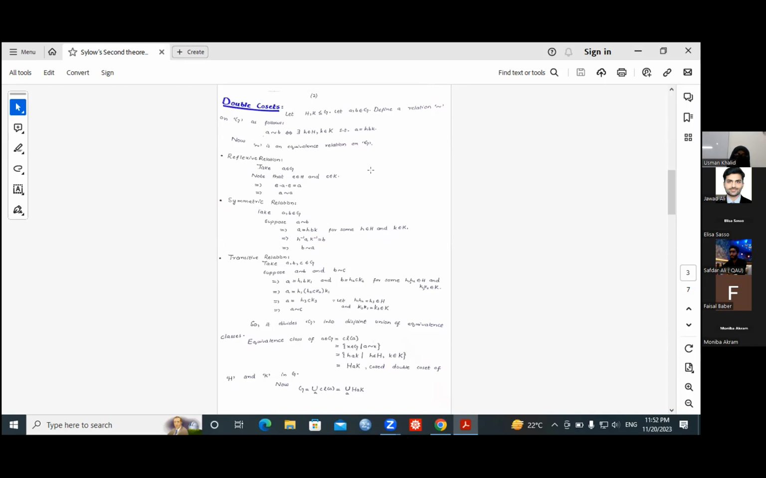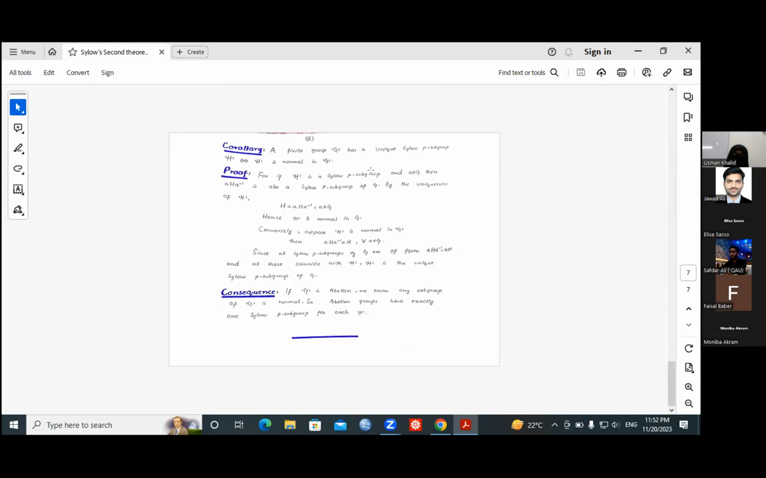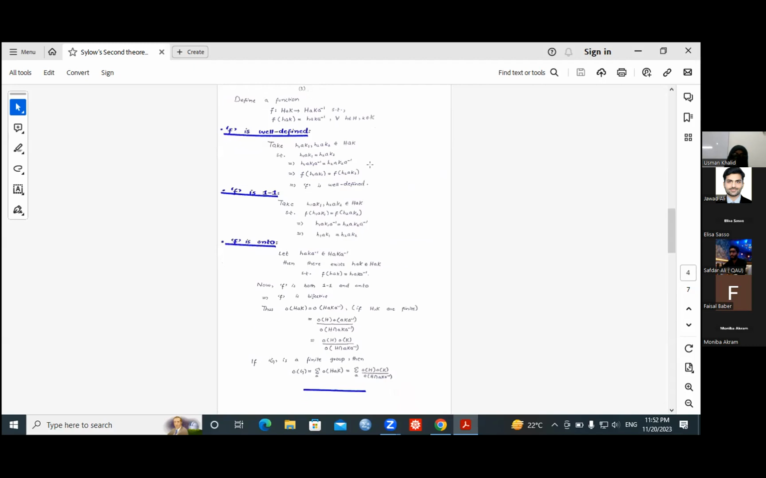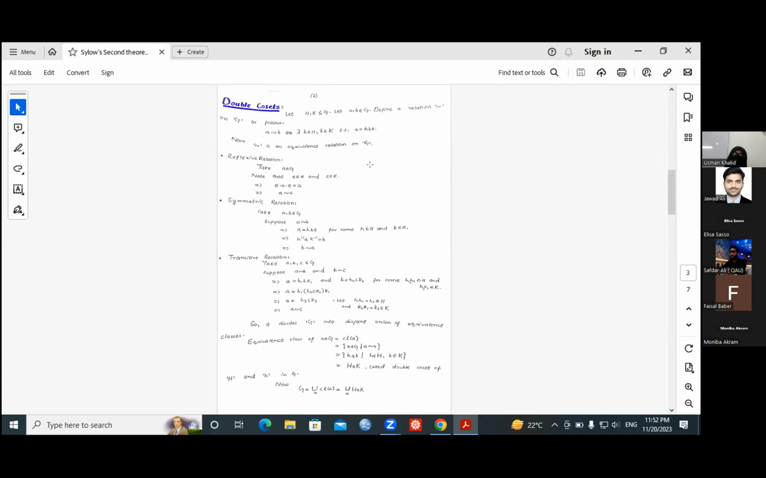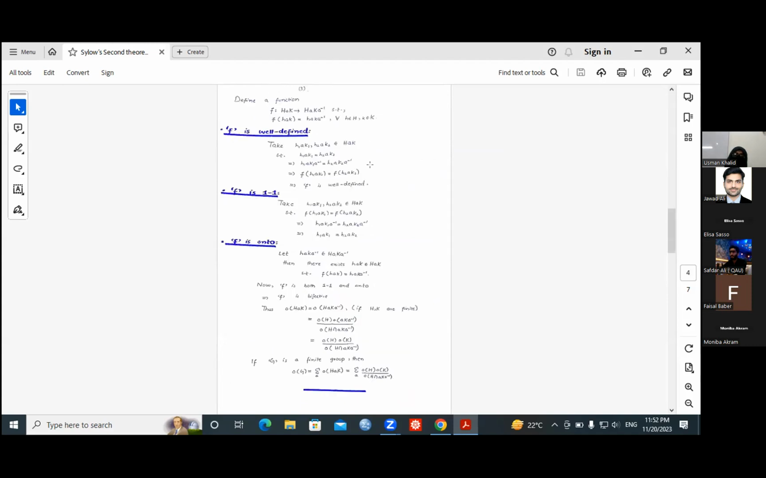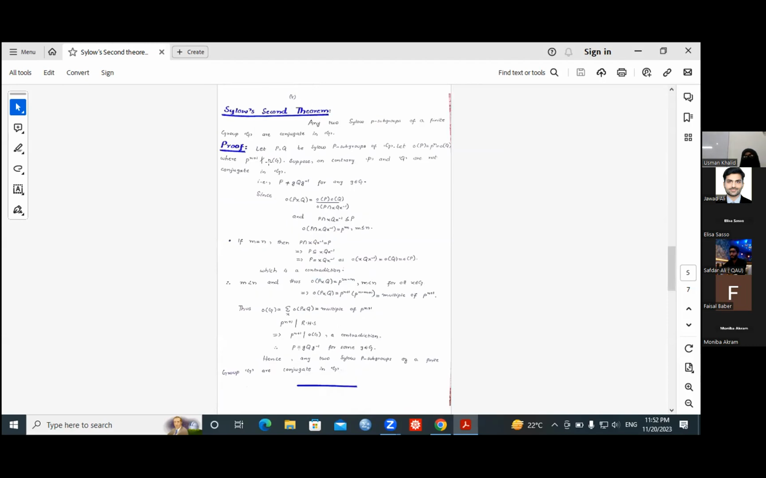So now we are ready to prove Sylow's second theorem. We prove this theorem by contradiction. This theorem states that any two Sylow p-subgroups are conjugate in G. We prove this by contradiction. So we take any two Sylow p-subgroups P and Q and we suppose that they are not conjugate in G. That is, P is not equal to gQg inverse for any g belonging to the group.